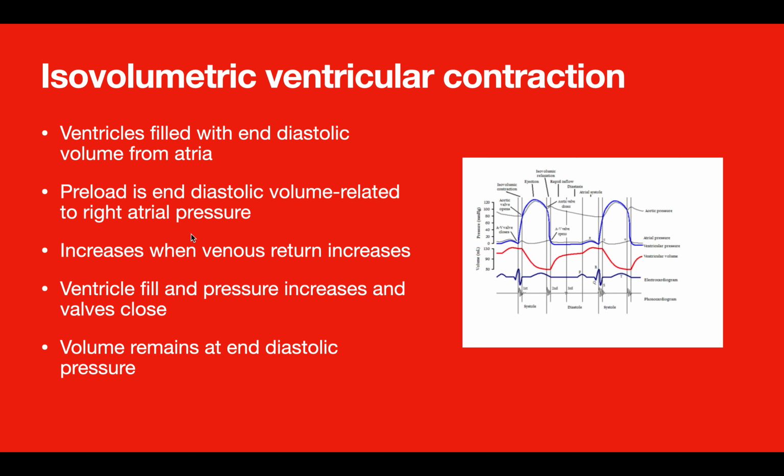That's important to know. Preload increases when venous return increases, of course, because more blood goes into the right atrium and it stretches the atrium more, thus pressure increases and preload increases. The ventricles will fill and the pressure increases, and then the valves close. So you can see here, the valves close, and then the pressure remains at the end diastolic pressure, and then it squeezes. So with the isovolumetric ventricular contraction, the ventricles will squeeze, and the valves will be closed.